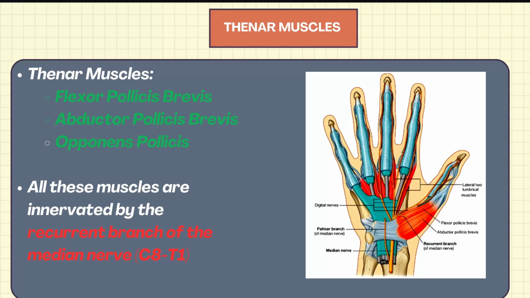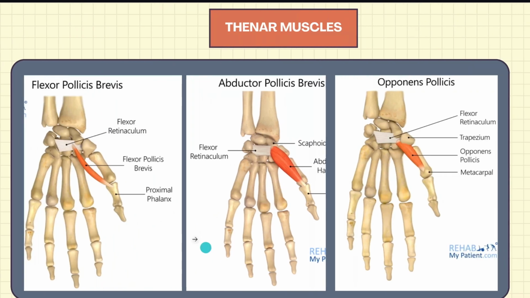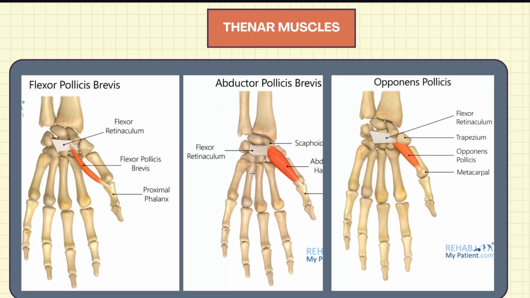So the muscles that are going to be in the thenar compartment are the flexor pollicis brevis, abductor pollicis brevis, and the opponens pollicis. All these muscles are innervated by the recurrent branch of the median nerve. You might not know this right now, but when we talk about the vessels of the hand, we're going to get to know this. Here are the images of the muscles of the thenar compartment. You can go through these later.